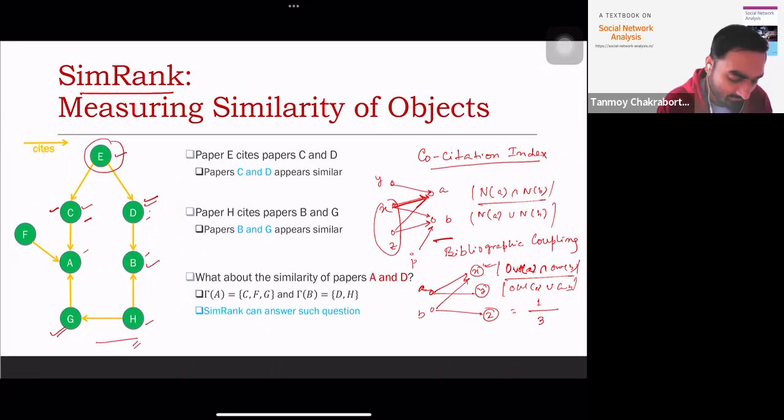So here you see again, in both these two cases, we are measuring the similarity of two nodes based on the other nodes that these nodes are citing or cited by. SimRank is very similar, but SimRank takes into account another granularity. What SimRank says is that the similarity between A and B is the similarity of the neighbors of A and the neighbors of B.